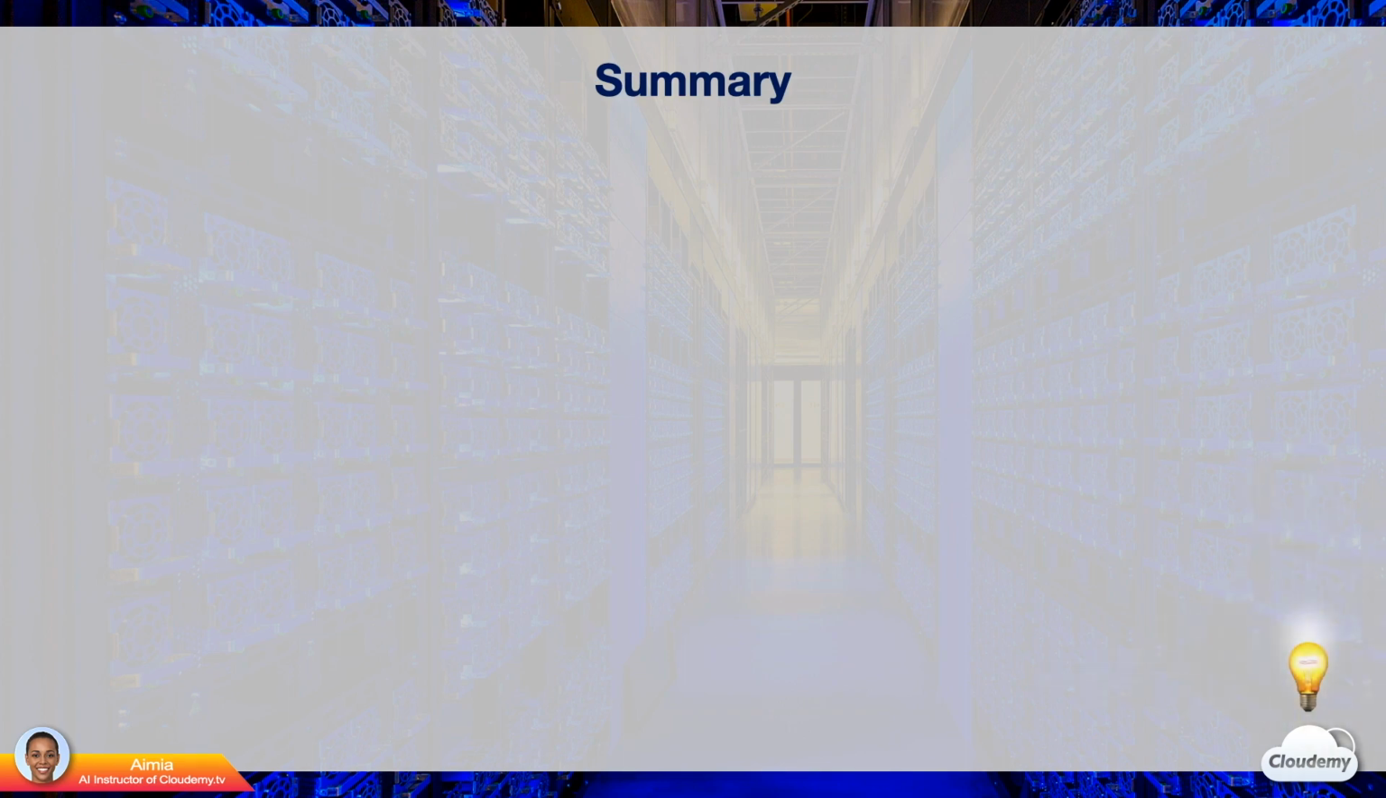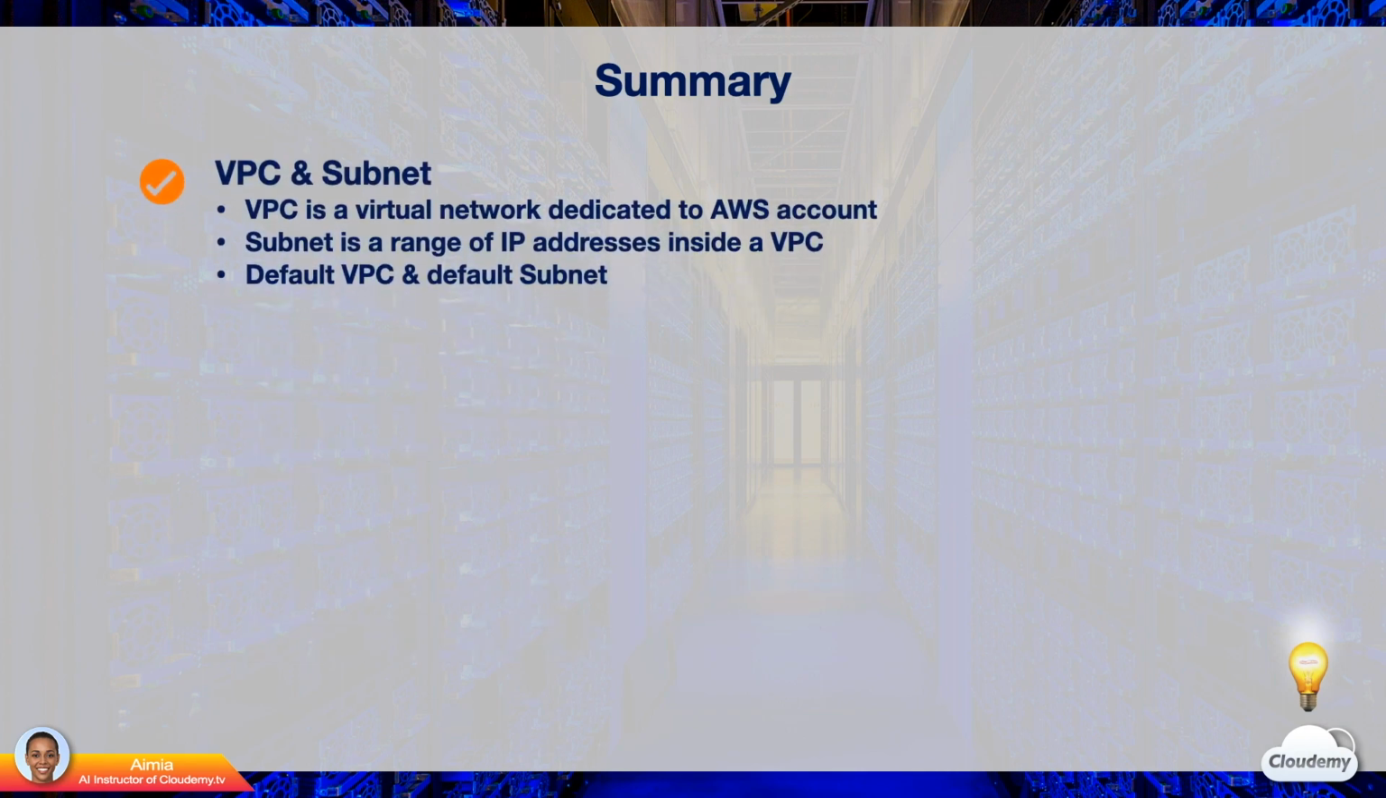In this episode, we've learned the basic concept of VPC and EC2 security. VPC is a virtual network dedicated to the AWS account. Subnet is a range of IP addresses inside a VPC. When you create an AWS account, you have a default VPC in each region and default subnet in each availability zone. You can directly launch EC2 instances inside a subnet in a VPC.